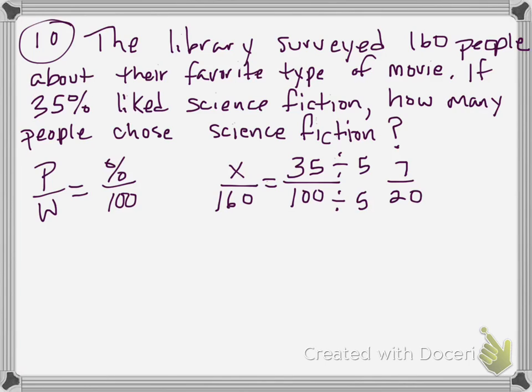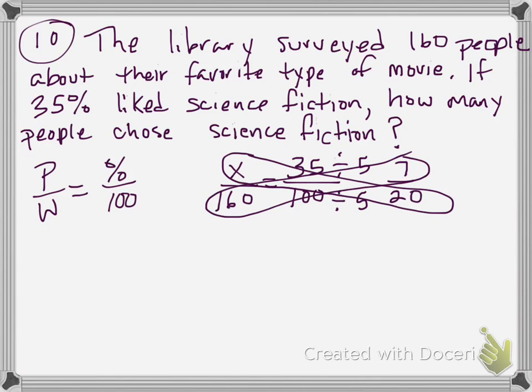And so that's the fraction that I'm going to actually be using when I do my cross multiplying. So instead of multiplying 35 times 160, I'm actually going to multiply the 7 times the 160 because I've reduced this fraction. And then instead of multiplying the 100 times the x, I'm going to multiply the 20 times the x, and that's going to give me numbers that are a lot more manageable. So let's do that cross multiplying now. So I have the 7 times the 160 and the 20 times the x.